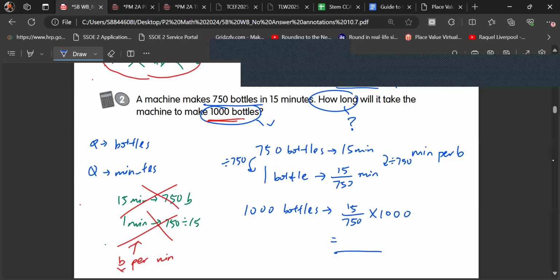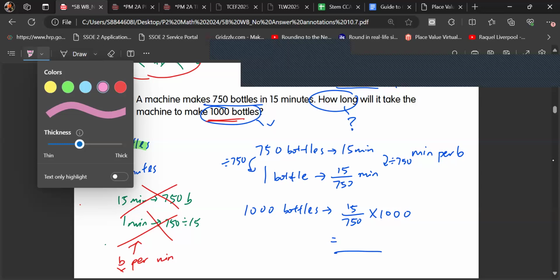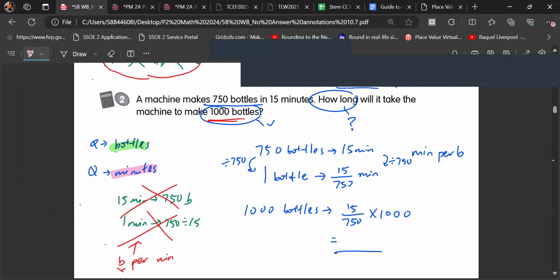Can you see what I mean by you really need to highlight your unit of measurement now? Yeah, it's getting confusing, right? Yeah, it can be very confusing, I'm telling you. So this is the difficult part. That's why I say this is getting more difficult. Minute per bottle versus bottle per minute.